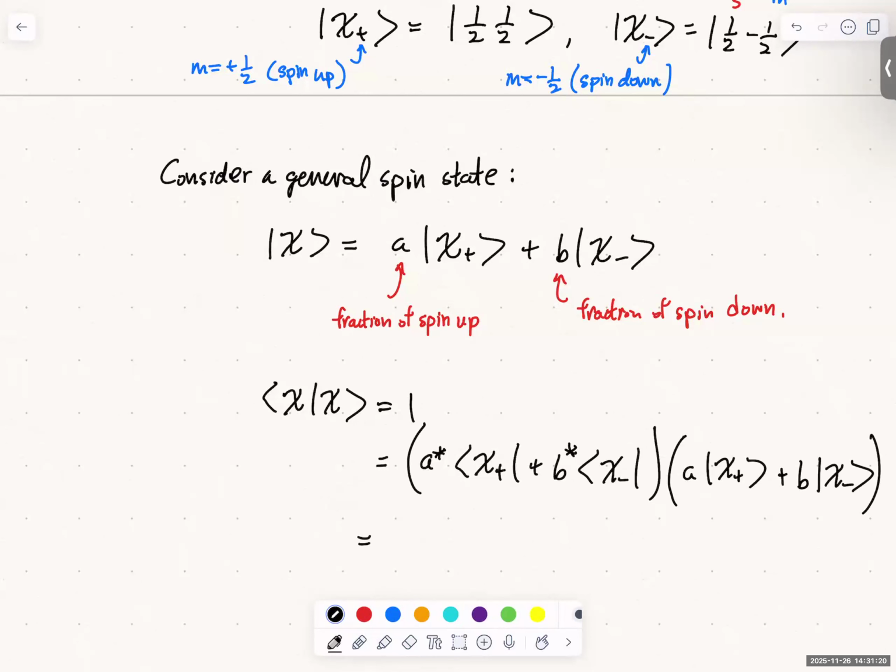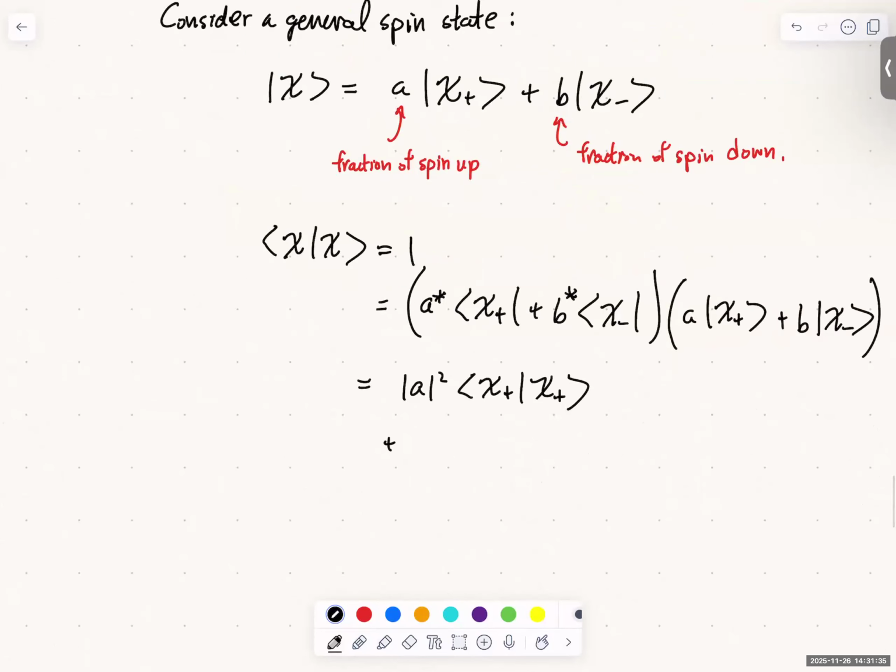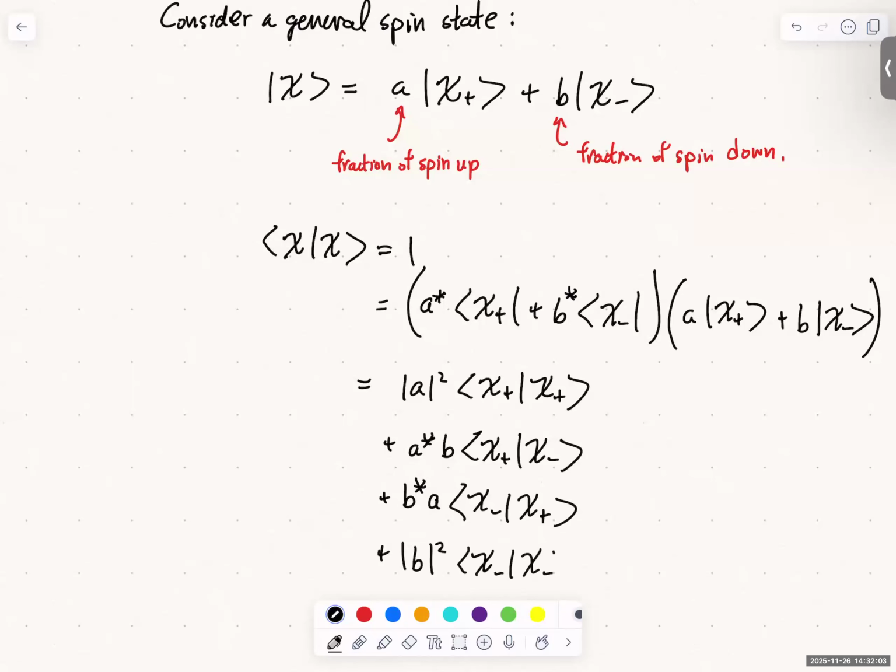And so let's just multiply this out. We'll get a squared chi plus chi plus, plus a star b chi plus chi minus, plus b star a chi minus chi plus, and then finally, we should have b squared chi minus chi minus.